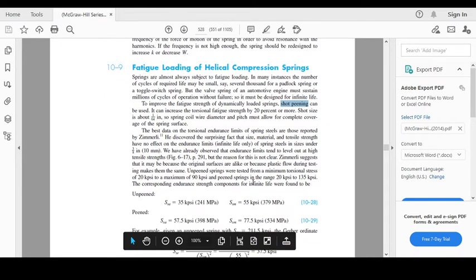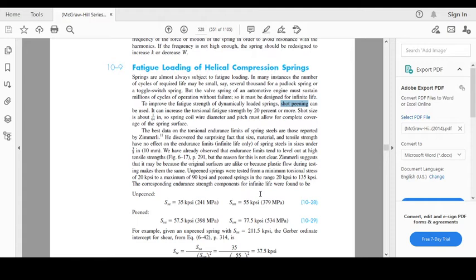So the best data on torsional endurance limit of springs are those reported by Zimmerli. He discovered the surprising fact that size, material, and tensile strength have no effect on the endurance limit. He tested on infinite life only, for spring steel in sizes under 3/8 inch or 10 millimeter.